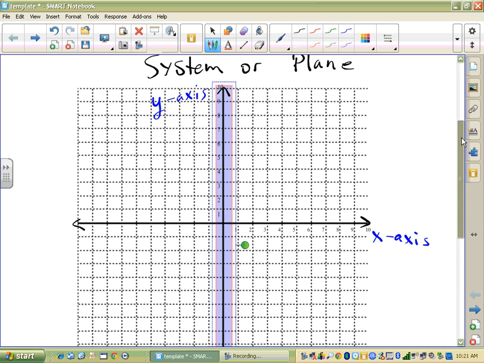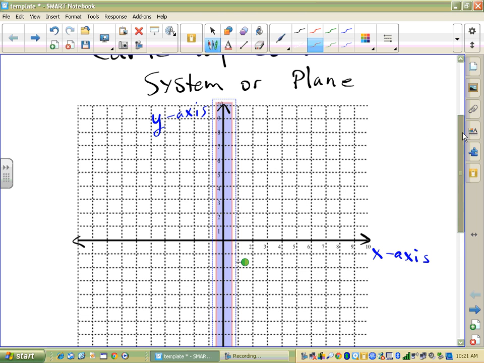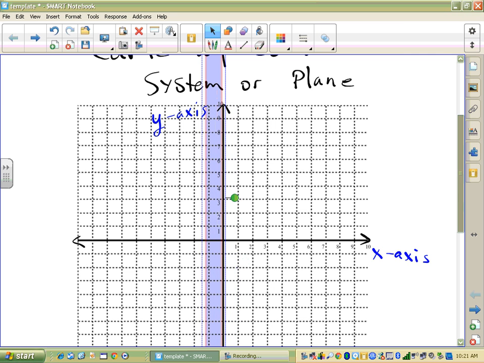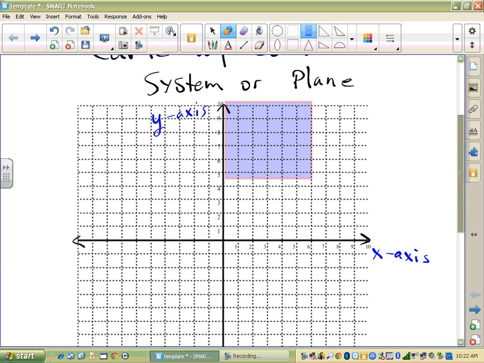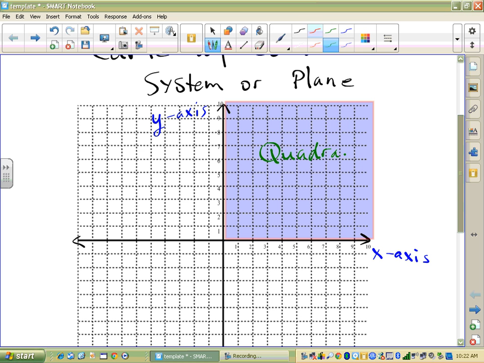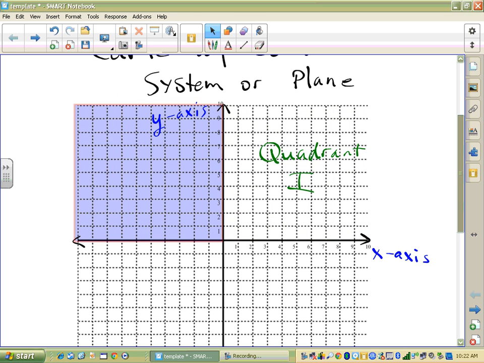And there are four regions or four zones, and they have special names. Some people see these crazy words and say, "Oh, I can't do that." Well, it's not that bad. It's just a zone. You could call it Zone 1, but they don't call it Zone 1. They call it Quadrant 1. And instead of using the traditional Arabic numeral 1, they use a Roman numeral 1. So each zone has a name.